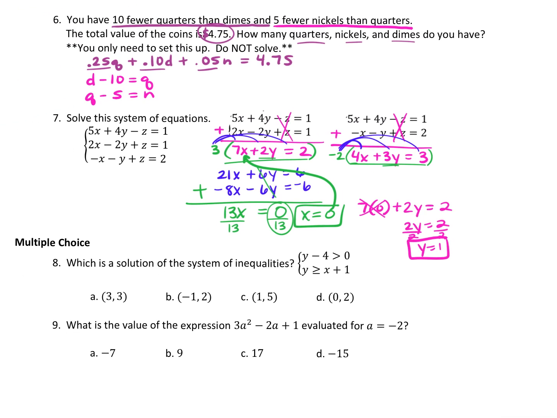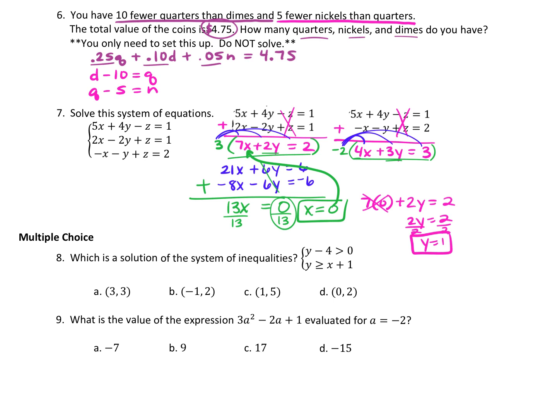Okay, so now we know our x value, we know our y value, we just need our z value. I'd probably plug it into this bottom one. So a negative 0, which is just 0, minus 1 plus z equals 2. So this becomes negative 1 plus z equals 2. We're going to add 1, so z is 3.